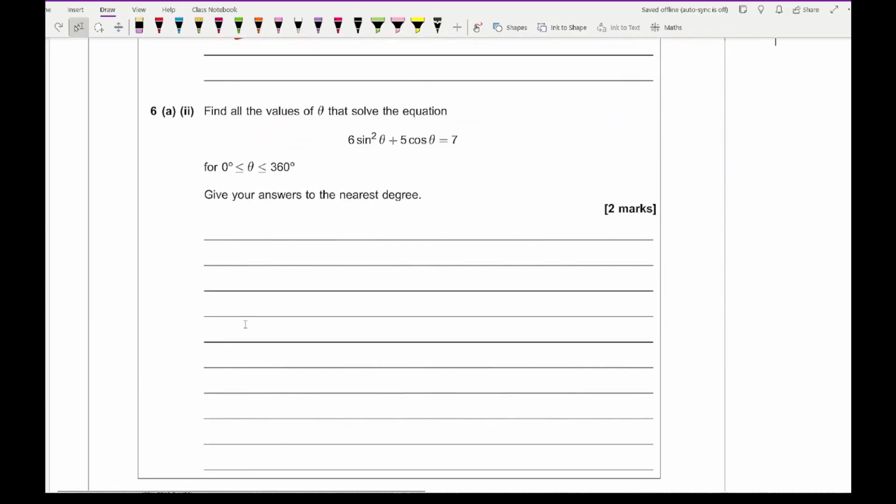Then moving on to 6a(ii), it says find all values of theta that solve the equation. So for this, we've already done a bit of the hard work. We know that cos theta equals a half and cos theta equals a third. Now if I do the inverse cos of both of those, then what we end up with is theta equals 60 and theta equals roughly 71, and that's to no decimal places.